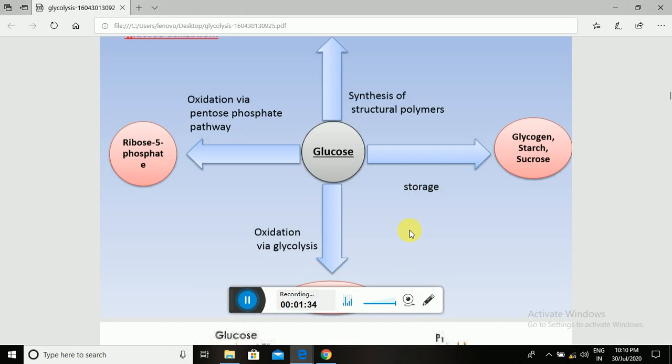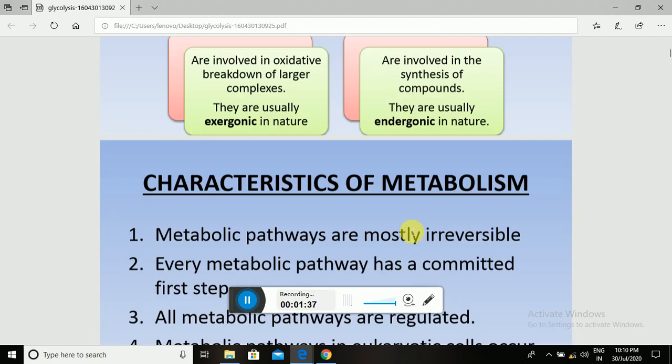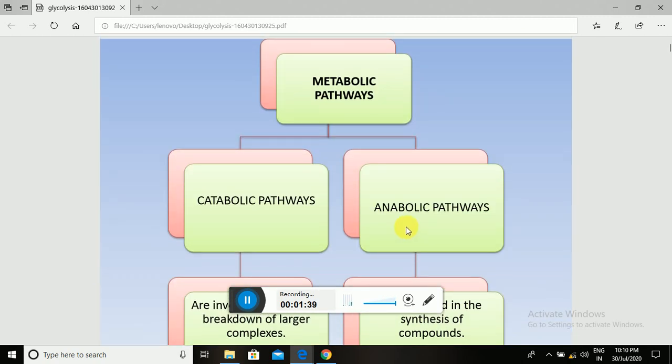Basically, in all eukaryotic and prokaryotic cells, there are 2 types of metabolic pathways. Initially, what is meant by metabolism? Metabolism is a combined process of catabolism and anabolism of a specific biomolecule. So what is meant by catabolism? Catabolism means breakdown of a specific biomolecule, and anabolism means synthesis of a specific biomolecule.